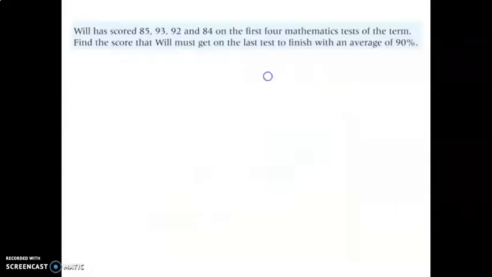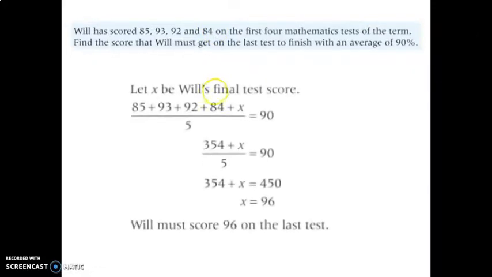Okay, next, we've talked about mode and mean, and now we're going to look at one more mean question. This is a typical kind of mean question. You have 4 scores earned by a student on mathematics tests, and find the score Will must get on the last test to finish with an average of 90. So consider the last test being a score of X, some unknown value, and then just set up an average formula. Try it now.